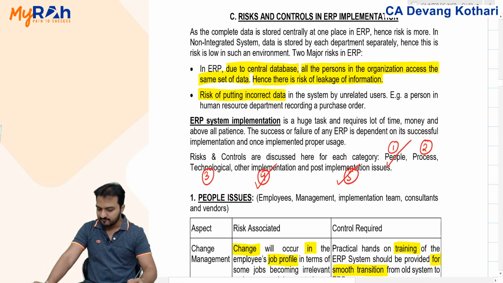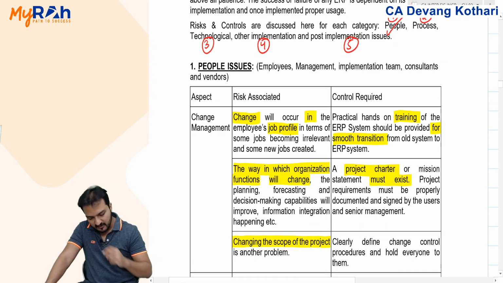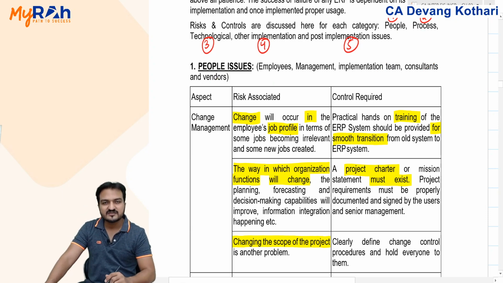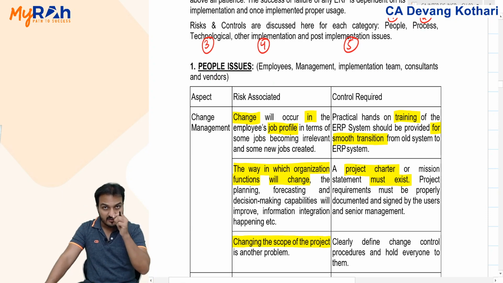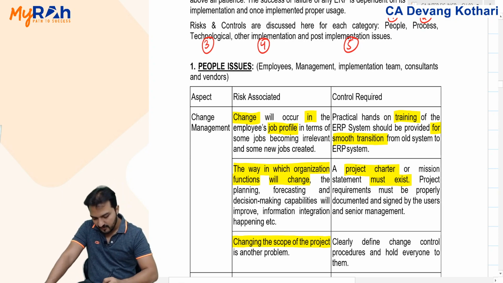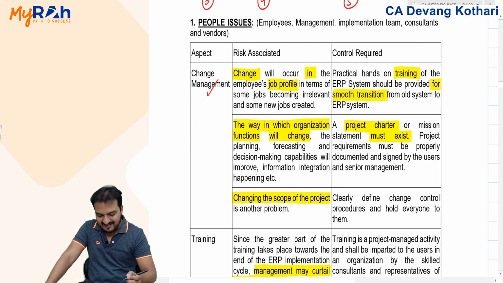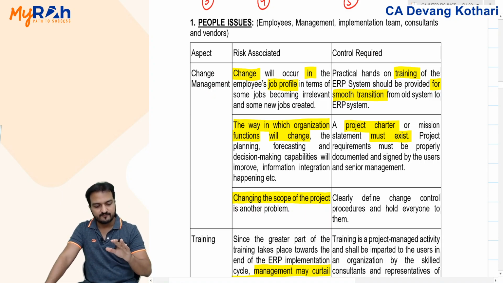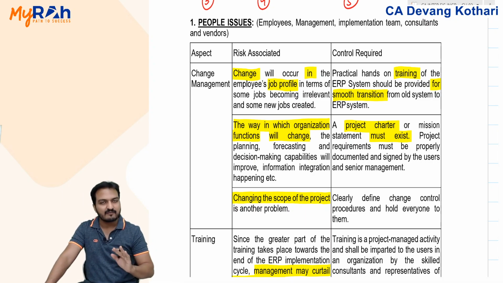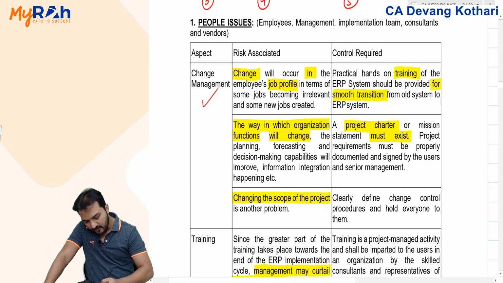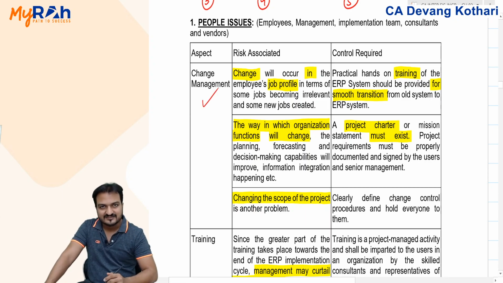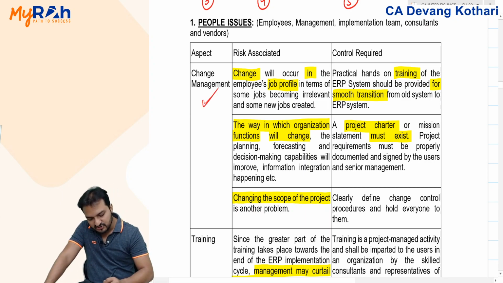People related risk means the risk because of people, that is employees or management or the implementation team or consultants and vendors. Any risk related to human beings is covered under people risk. Under that, I will be mainly discussing the risk part. The control part is to be written based on the risk part only. So the control part, I may not discuss all the points there.